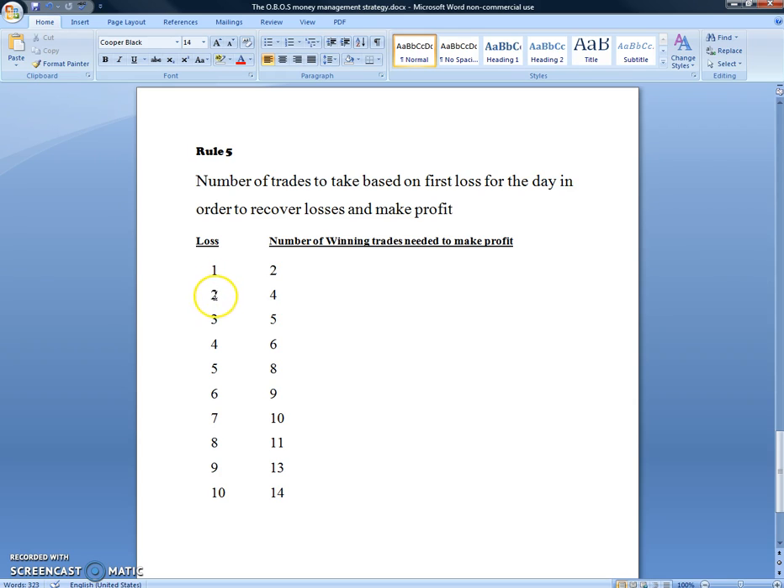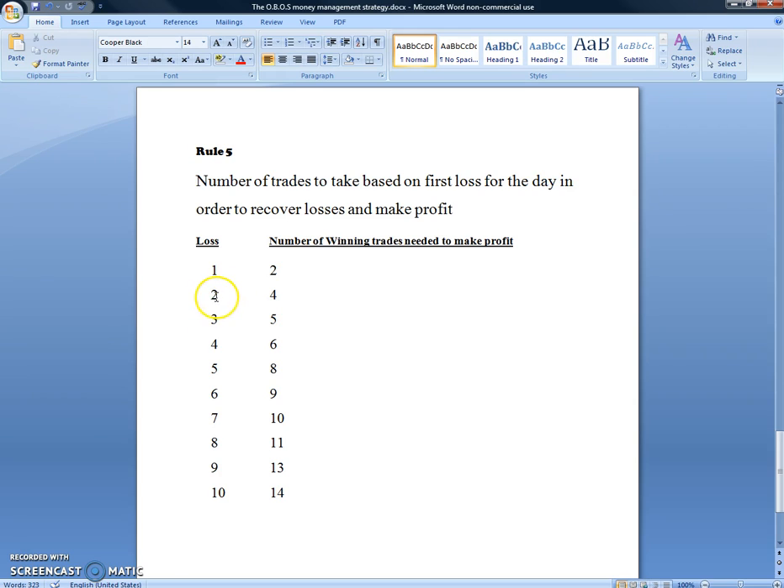That means you've lost 2 in a row. You need to win 4 back in order to be in profit. Now keep these numbers in your head, because these numbers are going to be your guide and help you so you don't overtrade the market. The last thing I want you to do is overtrade the market, because the more you overtrade the market, the more you expose yourself to risk.